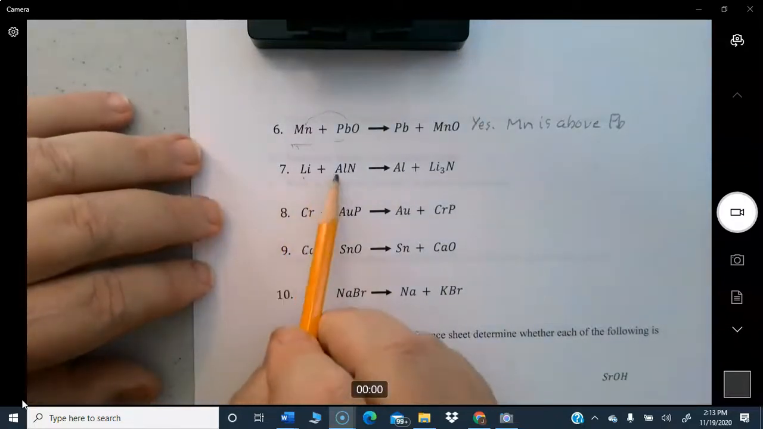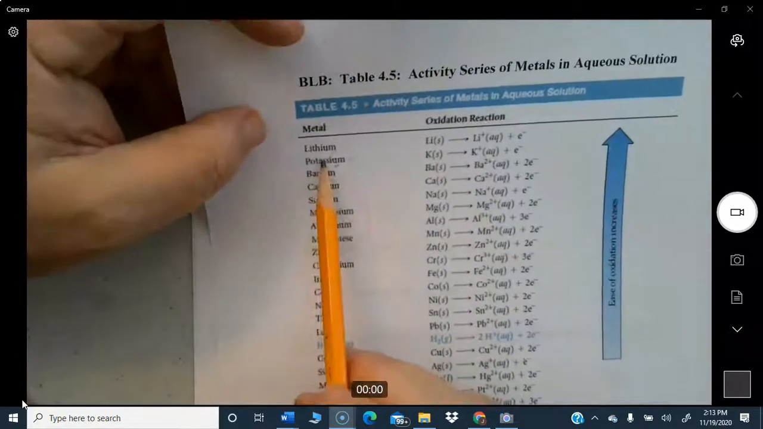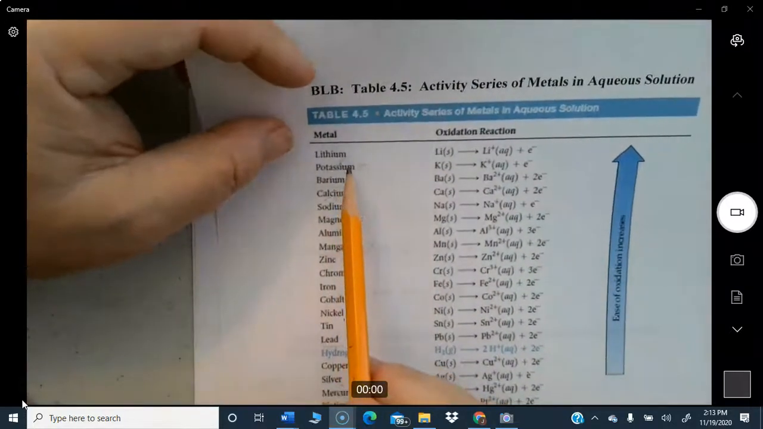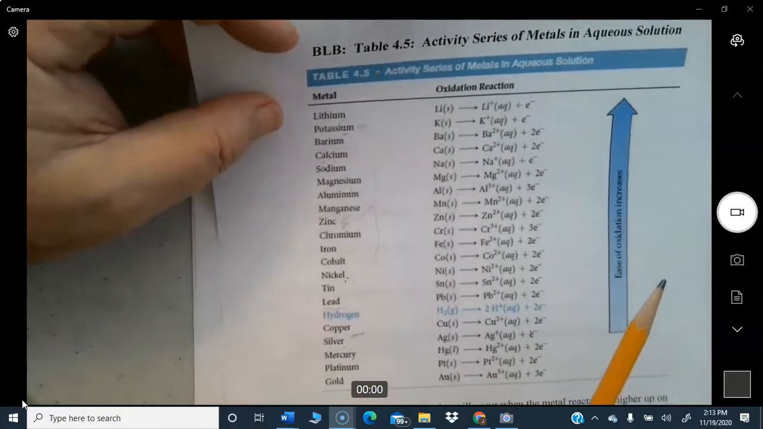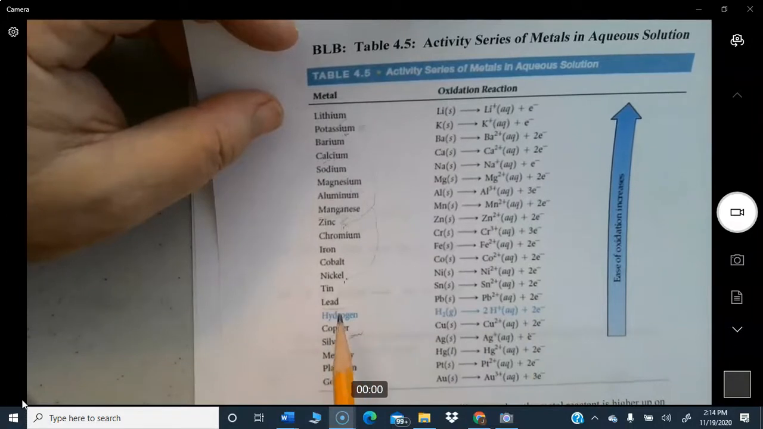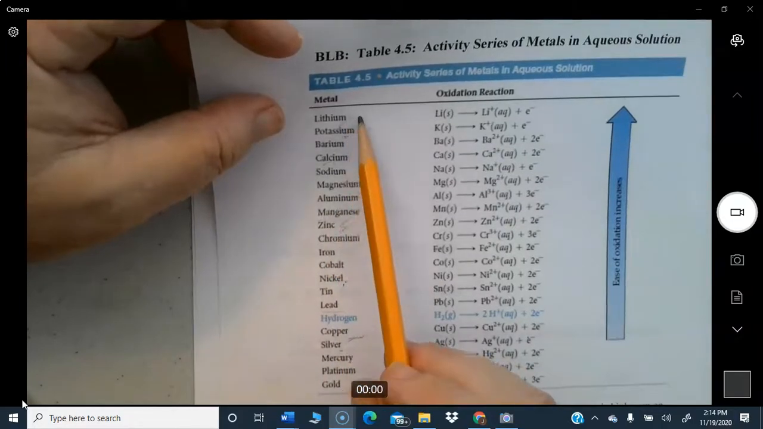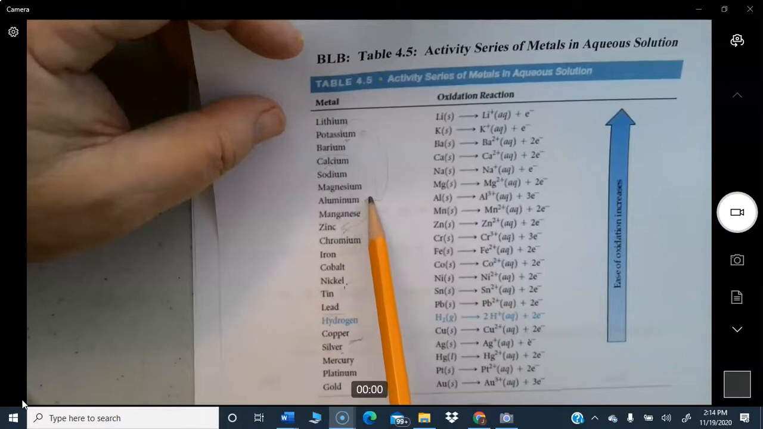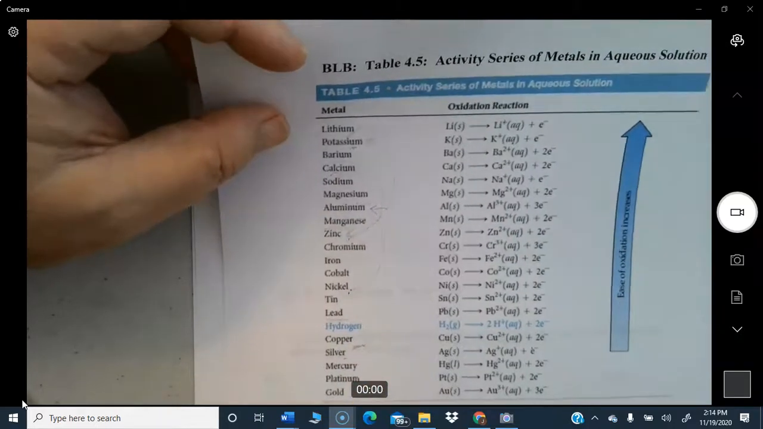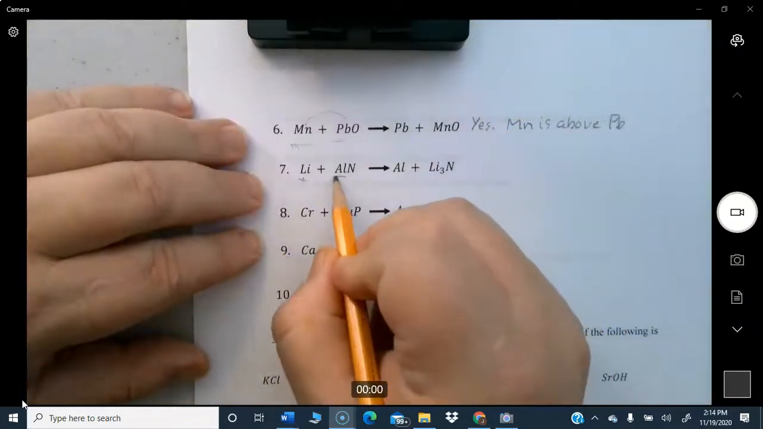Okay, lithium, and that's aluminum. That's an Al, aluminum. Lithium and aluminum. Lithium's actually number one, so nobody beats lithium as far as being able to pass electrons. And aluminum, where's aluminum? There it is. Okay, it's about the 7th one down. So yes, lithium, being the lone element, will pass its electrons over to aluminum. So lithium's above aluminum, so that will take place. Again, the first one has to be above this one.